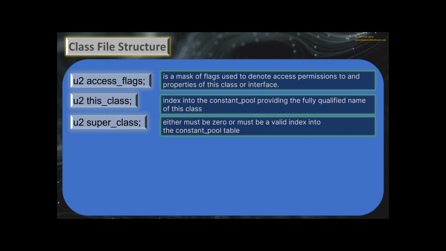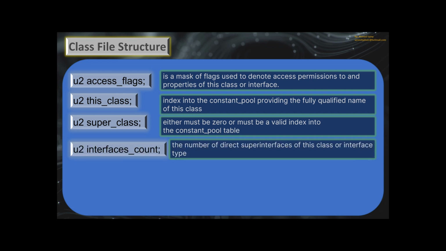Superclass. It's zero or must be a valid index into the constant pool table. Sometimes your class is going to inherit from another class, so your class is a child of another class. In Java, Object is the parent class of everything we use in Java. Then we have interfaces count. If your class implements several interfaces, you will have the count of how many interfaces your class implements. As you know, Java has implementation of multiple interfaces but single inheritance only.